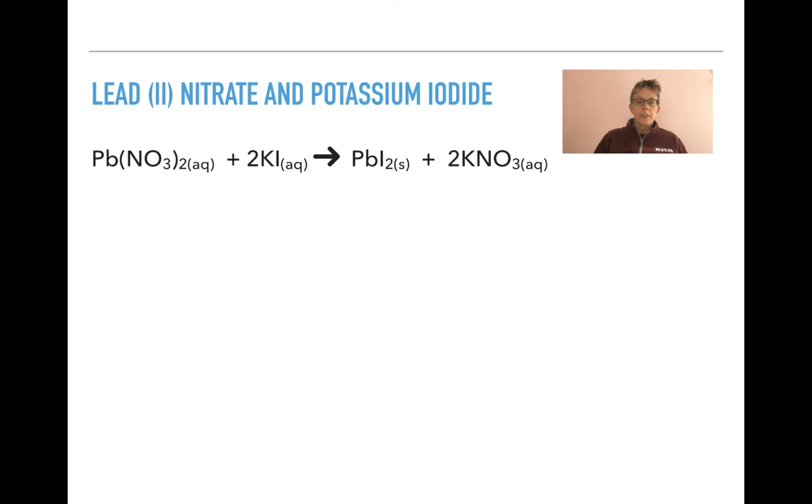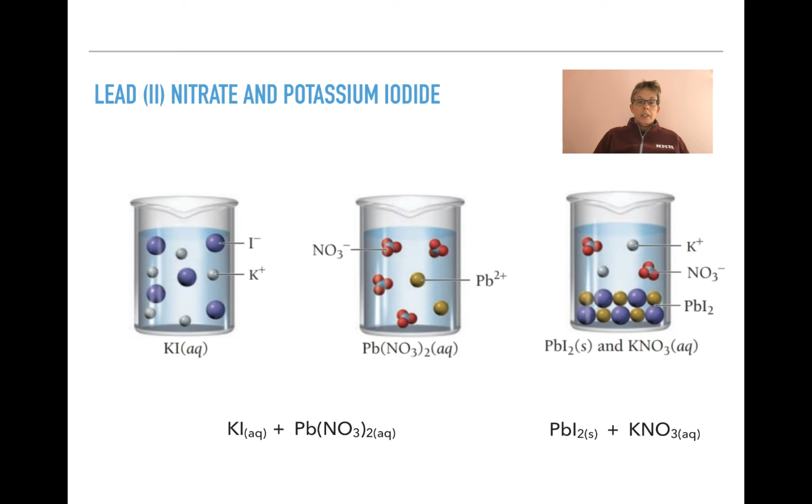Here is the complete equation for the reaction that we just saw, where we formed lead-2 iodide from lead-2 nitrate and potassium iodide solutions. Let's take a look again at what goes on at the particle level. On the left, our beaker represents the potassium iodide solution. We have potassium and iodide ions, where potassium is gray and the iodide ions are purple. The second beaker represents our other reactant, the lead-2 nitrate. Once again, we have nitrate ions, and the yellowish gold spheres represent the lead-2 ions.